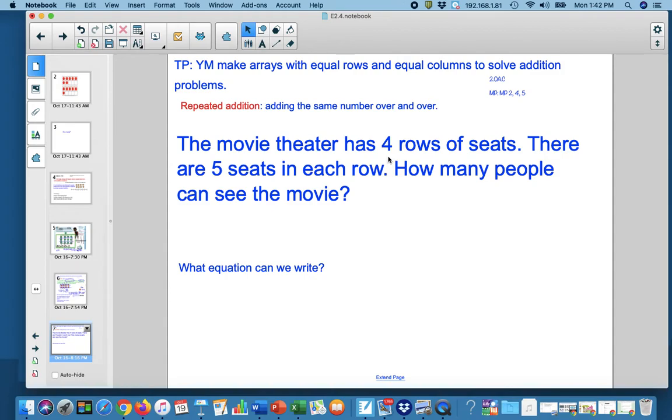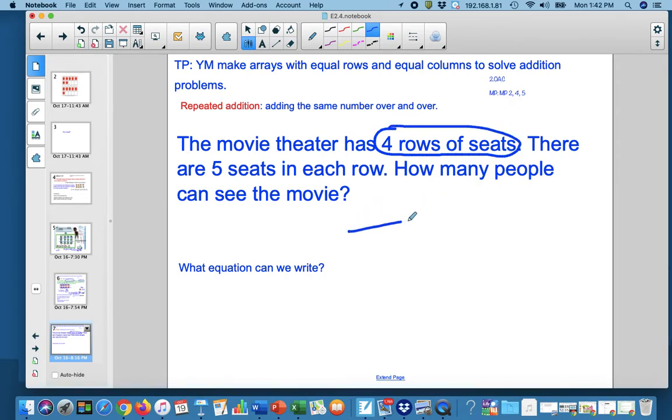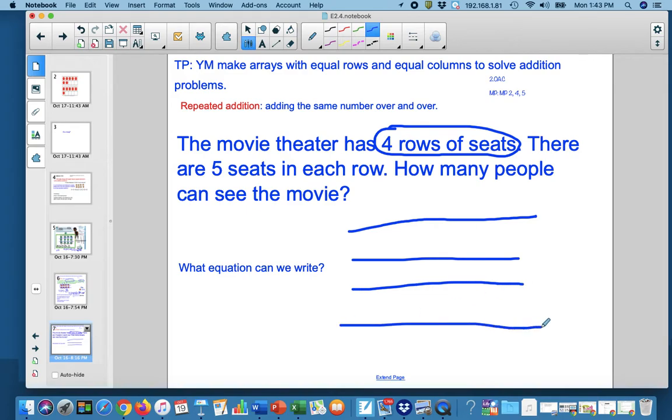Well, we know the movie theater has 4 rows. And we know rows go from west to east. 1, 2, 3, 4. And now we also know that in each row there are 5 seats. So now I'm going to draw the 5 seats in each row.